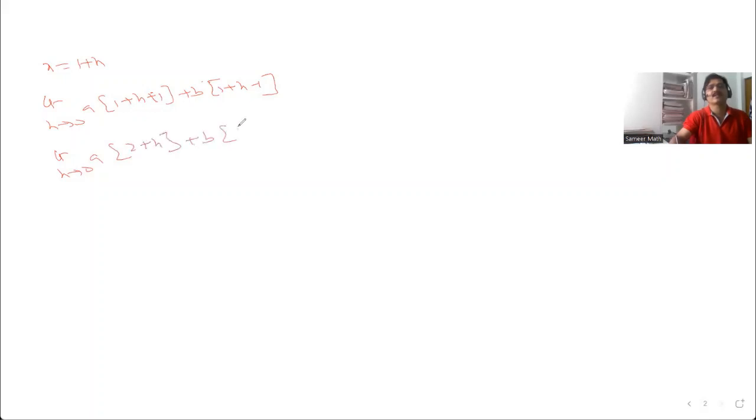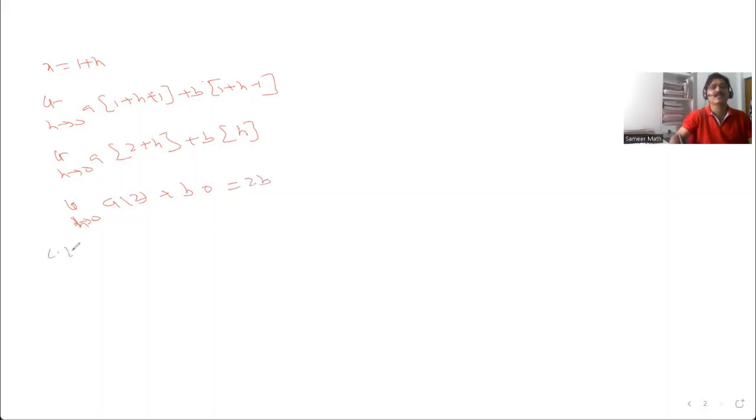And b, whereas here only h is there. What is h? An infinitesimal value, the smallest value. So 2.01 means 2 only, a into 2. Whereas here the limit h tends to 0 is there, right? This is how I'm evaluating. Whereas in the case of this one, what happened here? 0. Is any h there? No. So the answer is 2b.